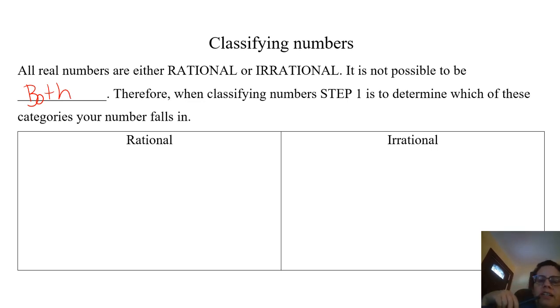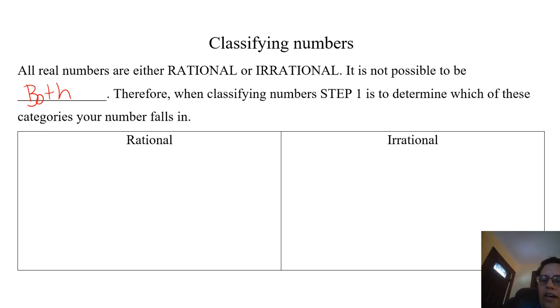Therefore, when classifying numbers, step one is determine which of these categories your number falls in. Always. That's got to be your first decision. Every number is either going to be classified as rational or irrational. Rational numbers sometimes get additional names. So we're going to fill in some examples of each. Let's start with the list that's short.